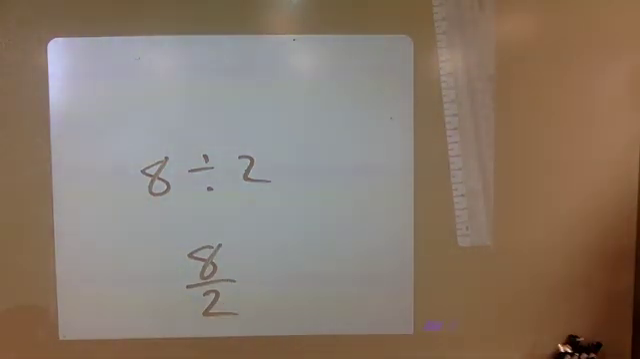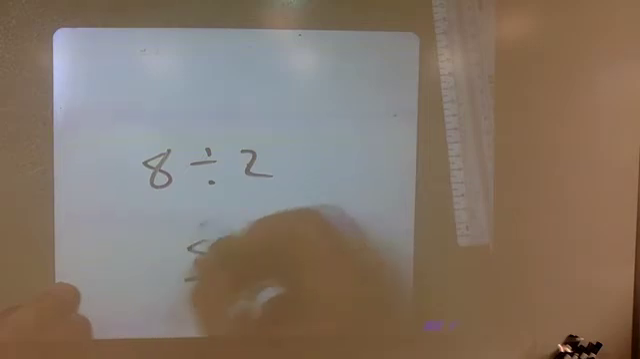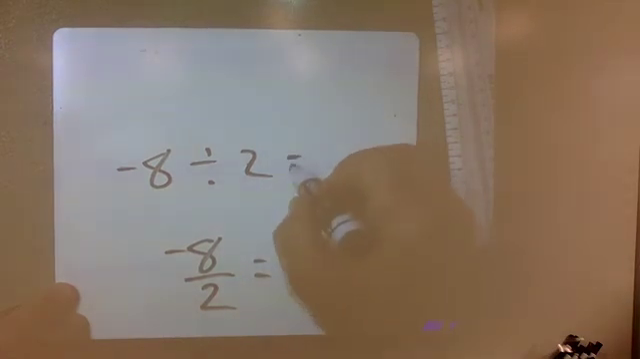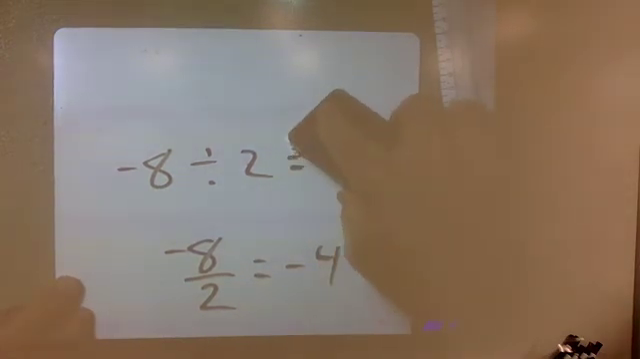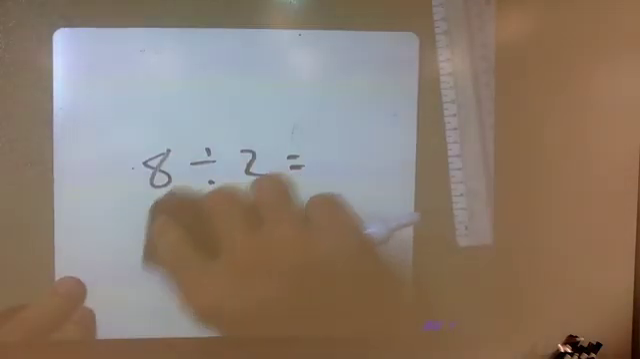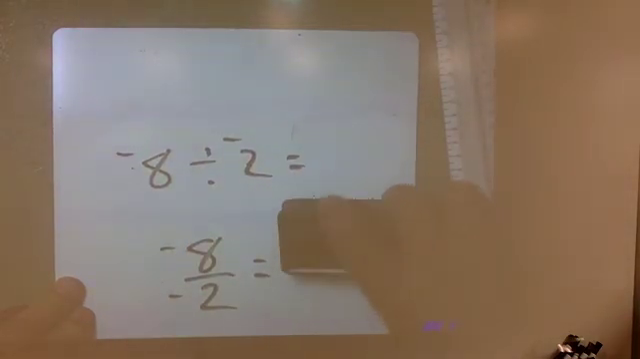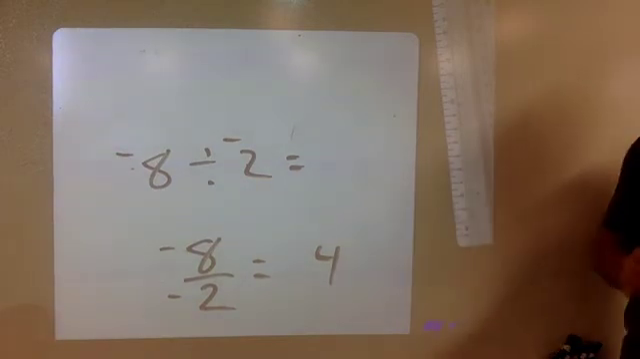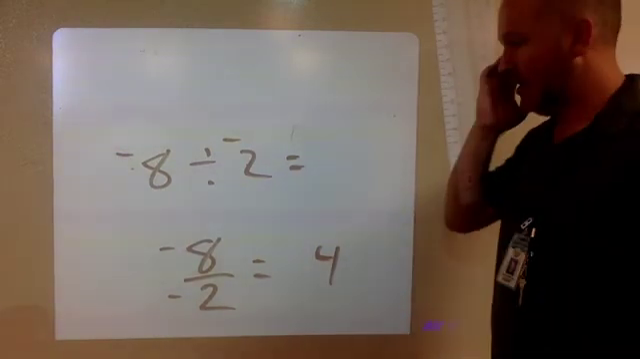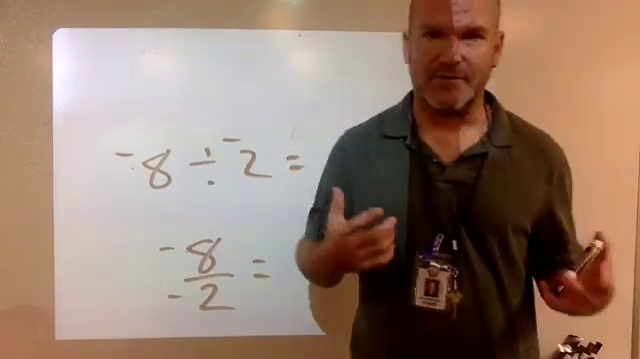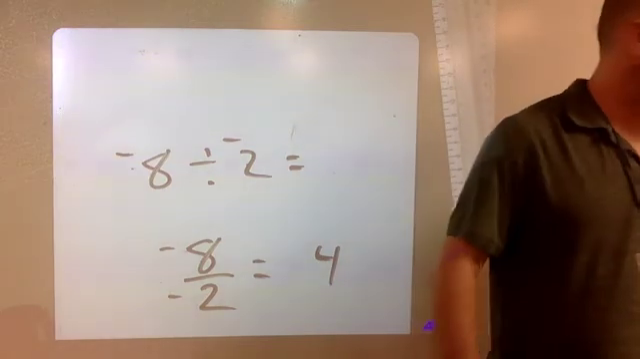Now, the positive and the negative thing works the same here. The answer to this is positive 4 because everything's positive. If one of them's negative, say the 8, then your answer is negative 4. And it doesn't have to be the 8, as long as it's just one of them. It could be the 2, so you're dividing by a negative 2, your answer is still negative 4. Now, if they're both negative, then your answer is positive, just like multiplying. So multiplying and dividing have the exact same rules. If they're both positive or both negative, your answer is positive. If you have one of each, your answer is negative.